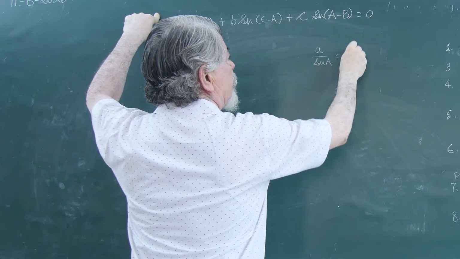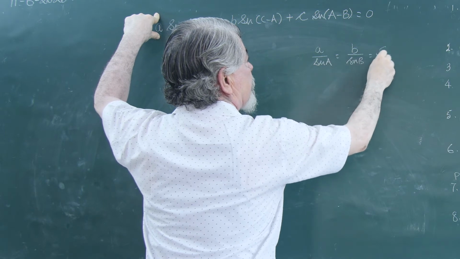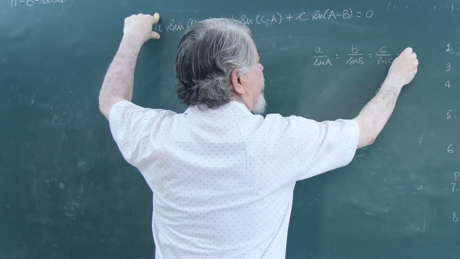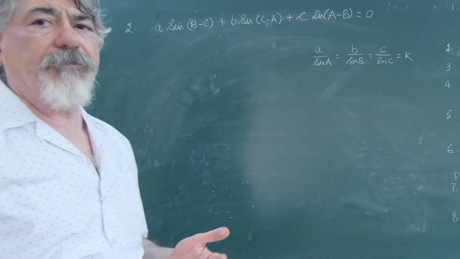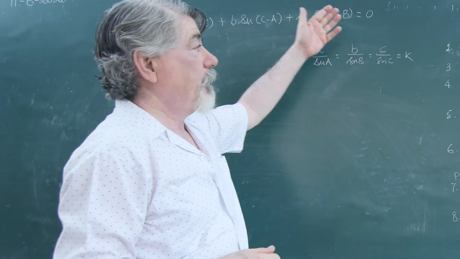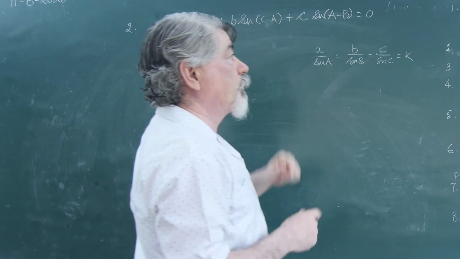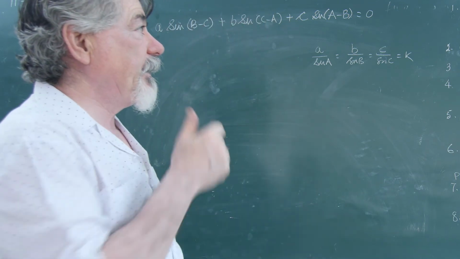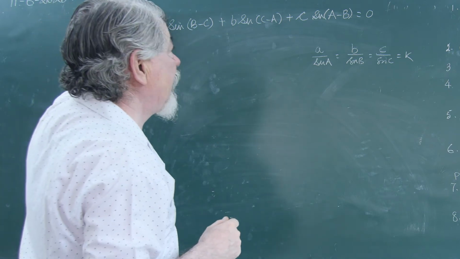is equal to b upon sine b is equal to c upon sine c is equal to k. If I reverse that, that will also be correct. Depending upon where I need it, in the first question I applied the reverse. I had to replace sine b and sine c. So I said sine b was equal to bk or sine c was equal to ck. But I have to here have a.